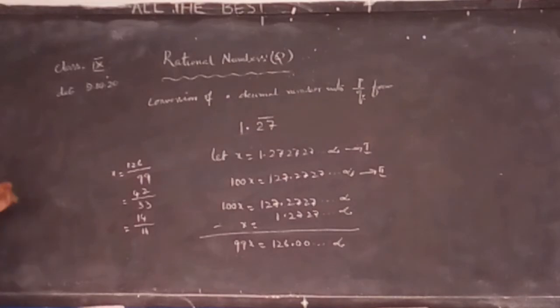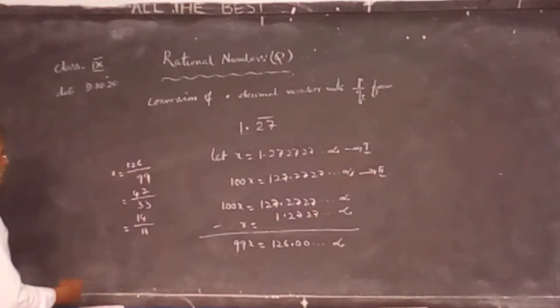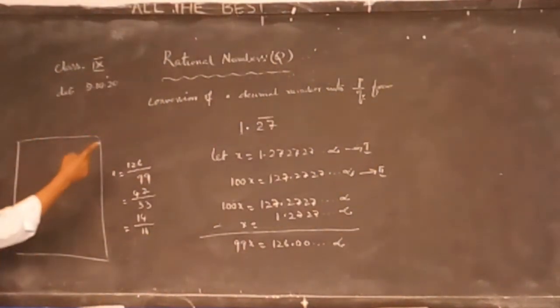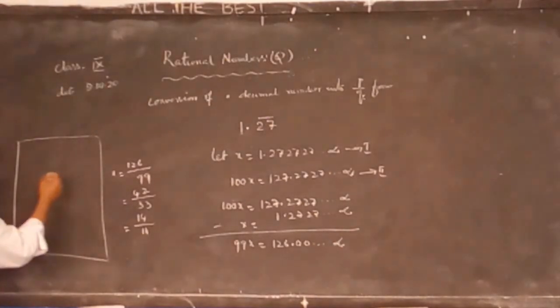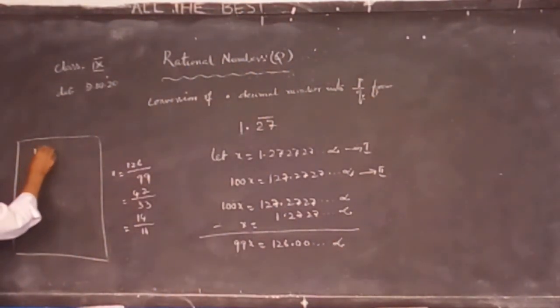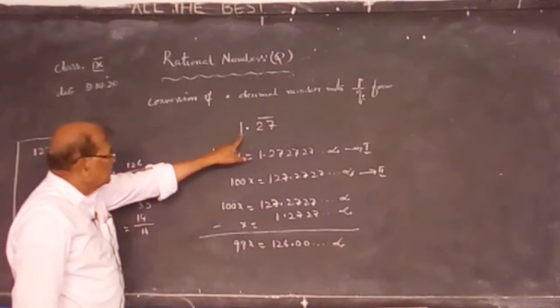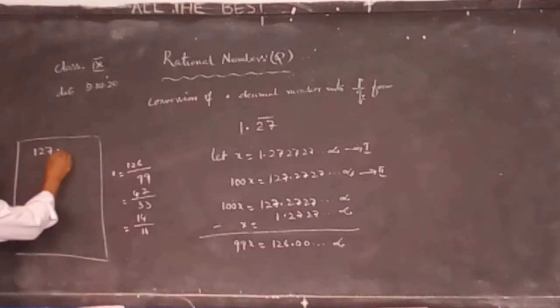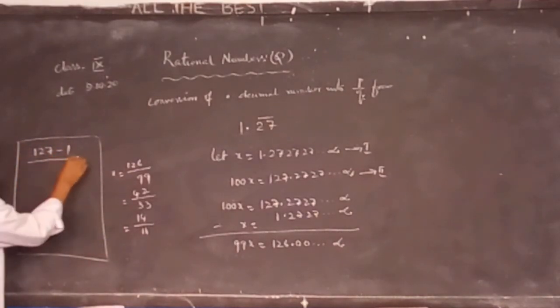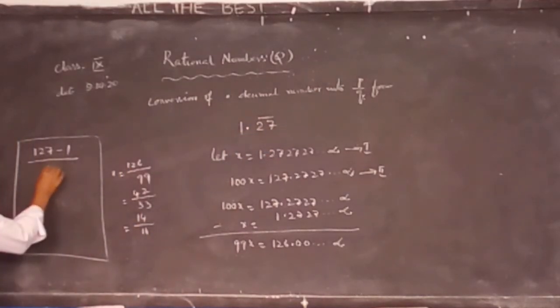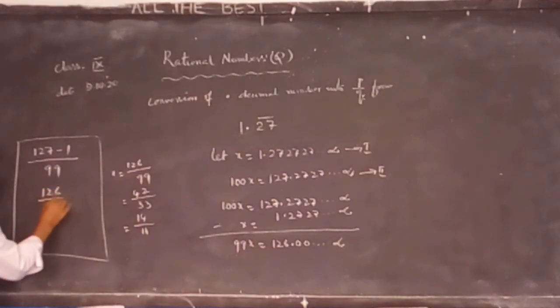Now we can do this roughly, I shall do it like this. Please listen. What is this? 127. What is there in the integral part? The non-recurring 1. Subtract 1. How many are recurring? 2 digits are recurring, so 2 nines. So 127 minus 1, that is 126 by 99.